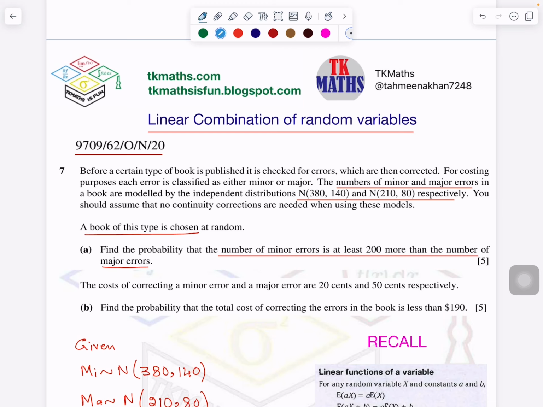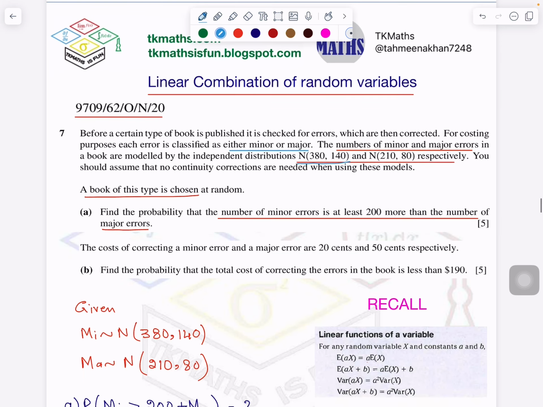Before a certain type of book is published, it is checked for errors. So there are two types of error they're talking about, major and minor. The numbers of minor and major errors are modeled as independent normal distributions. So for minor, it is 380 mean and 140 variance. I have written here separately.